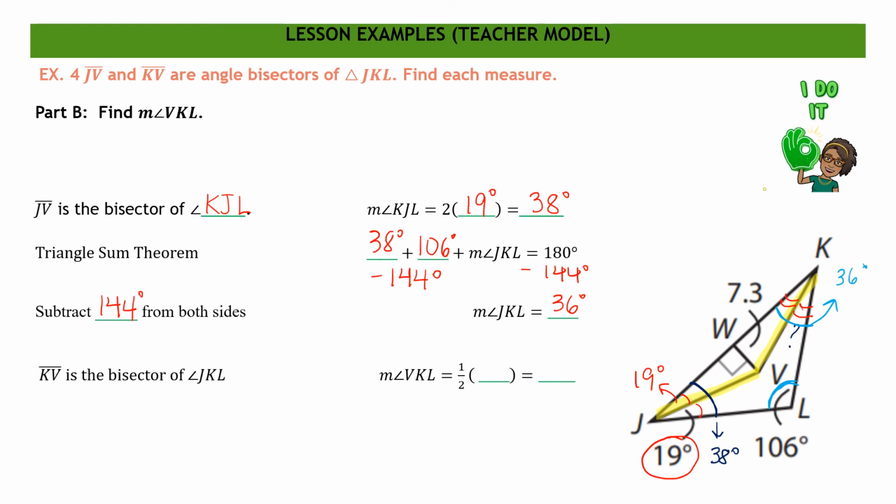But remember, we're not trying to find the full angle of JKL. We're trying to find this little piece here. Remember, the little piece that we're trying to find is this angle right here of VKL. Well, I already know that the full measure of the angle is 36, and VKL is a piece of that angle. It's been bisected, so that means it's half of 36. And half of 36 we know to be 18 degrees. So this little angle right here we know is 18 degrees.